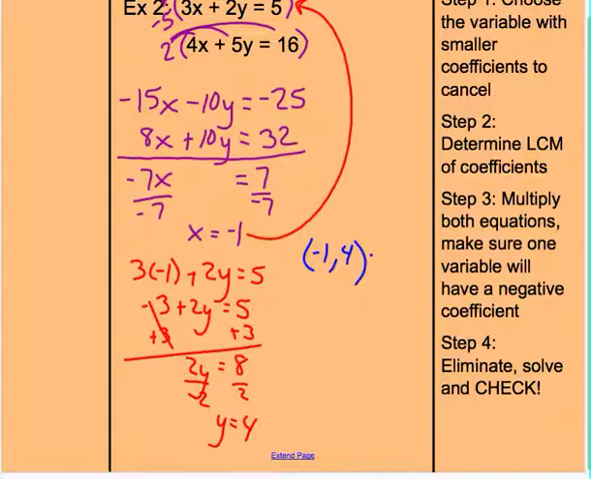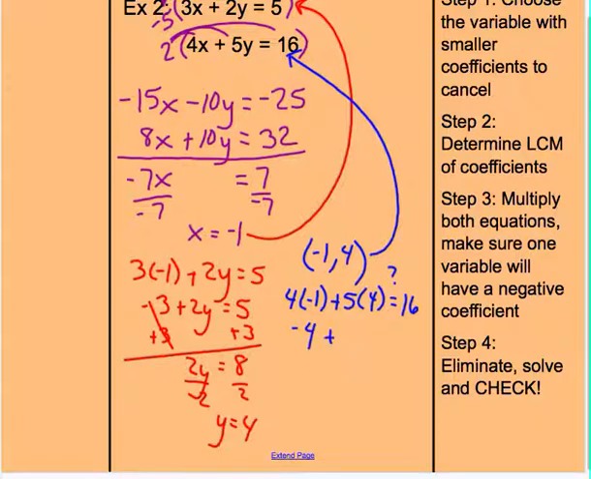And checking this in my second equation this time, the one that I didn't use to solve for y, replacing x with negative 1 and substituting 4 for y, does that equal 16? Does it check out? 4 times negative 1 is negative 4, 5 times 4 is 20, and 20 minus 4 is 16.